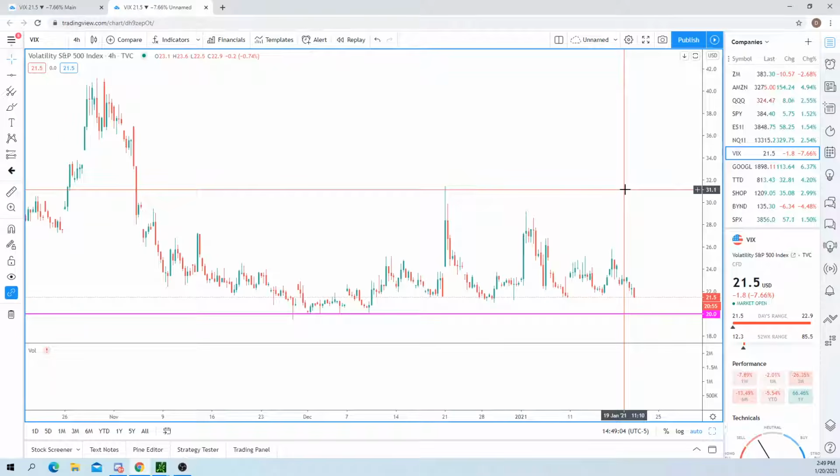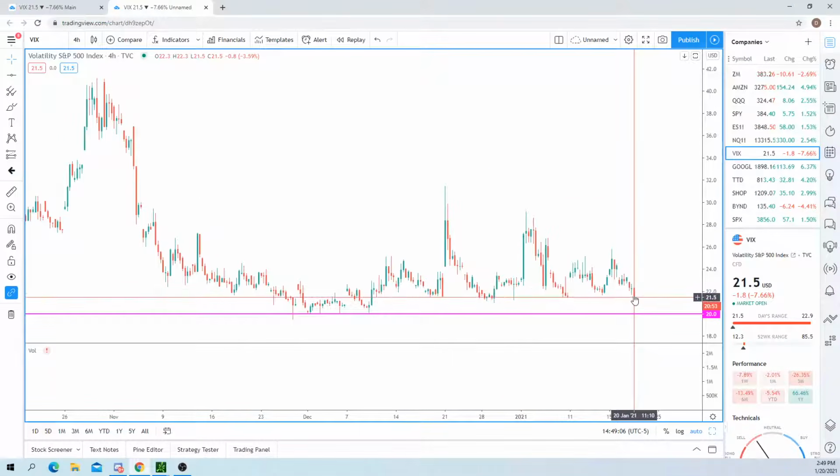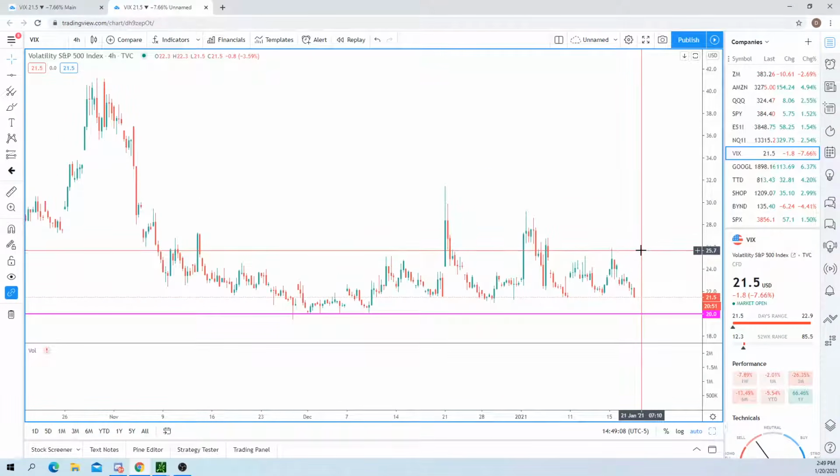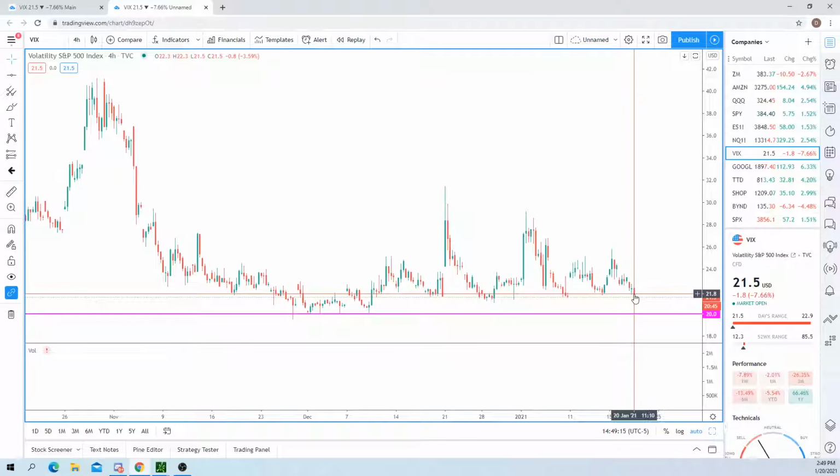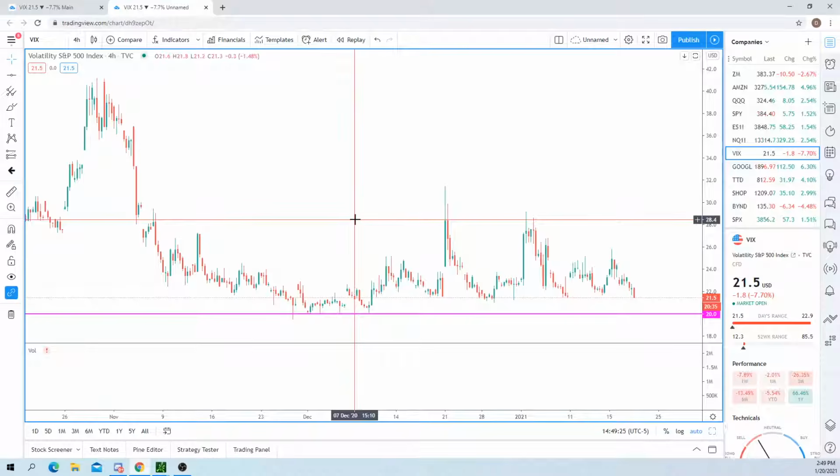Okay, so ES will rally until the VIX hits 20. Once the VIX hits 20, we want to wait for confirmation that there's buyers down there. So if VIX finds support at 20, look for resistance on ES. Okay, that's what I will be doing going forward.